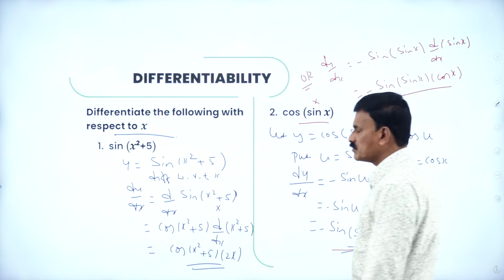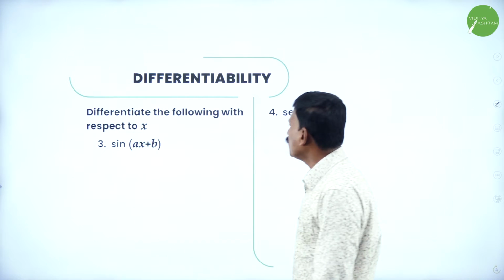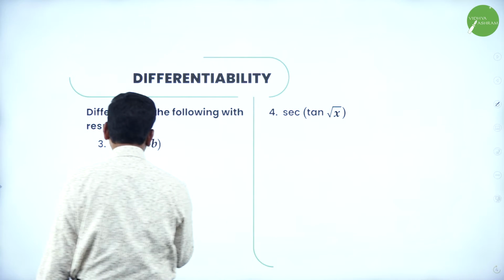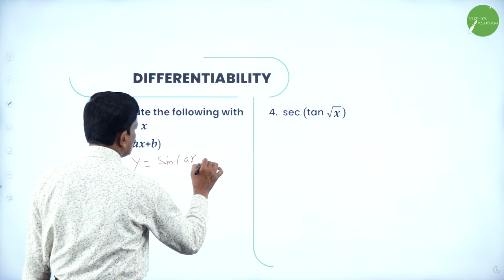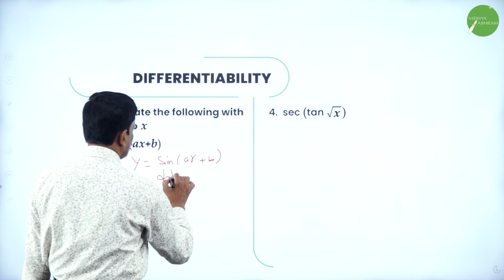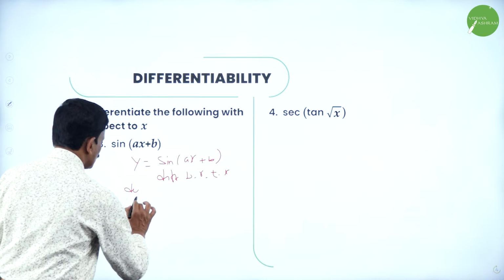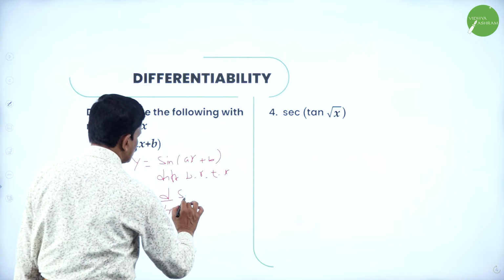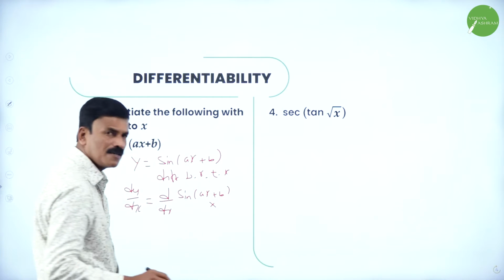Okay. Now, let us come to the next problem. Differentiate the following with respect to x: sin of ax plus b. Let us consider this as y. y is equal to sin of ax plus b. Differentiating with respect to x, then what we will get? dy by dx is equal to d by dx of sin of ax plus b. Let us call it as x.